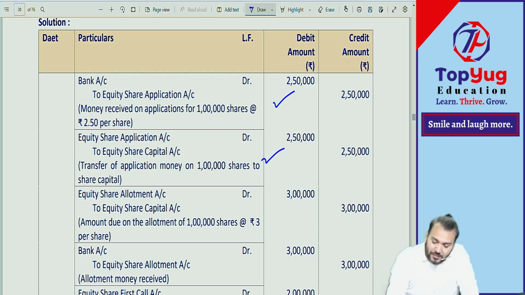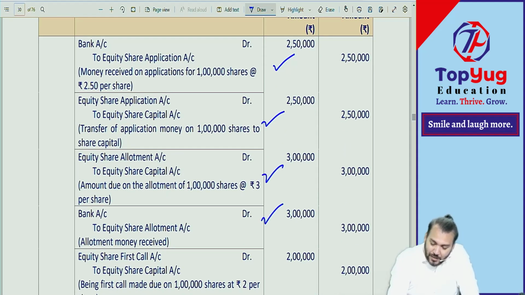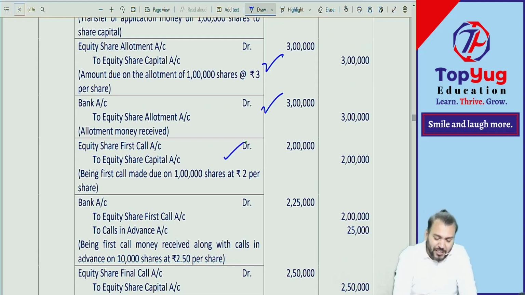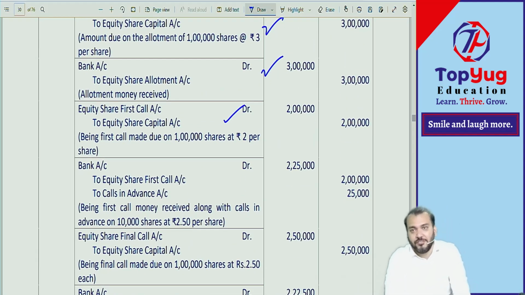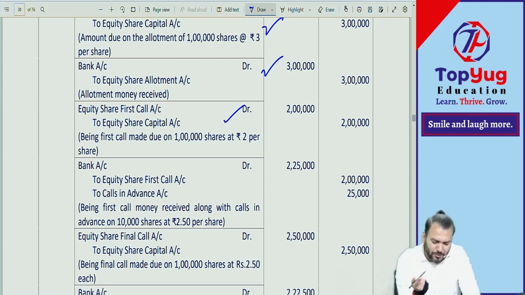First journal entry everyone did correct. Second is also correct. Third is also correct. Fourth is also correct. Up to this, no doubt. Then fifth is also correct. Then on 6th May there was one advance. In the 6th journal entry there was an advance. So bank account, you have received what? 1 lakh into how much? 1 lakh into 2, and 10,000 into 2.5. So 2 lakh 25,000 you have received. To first call 2 lakh and calls in advance 25,000. This you have done correct. I think all have done correct.